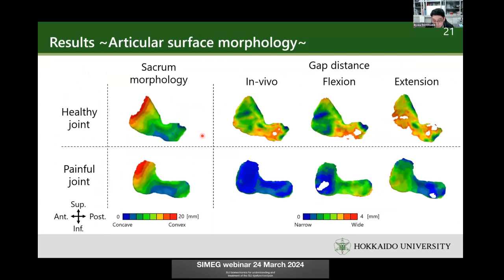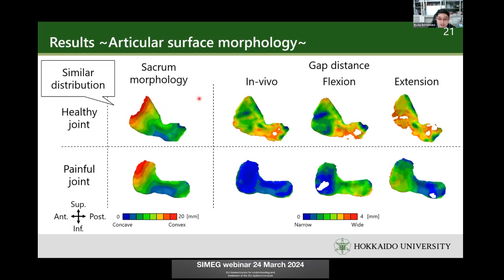So when I compare the motion resistance, what happens? This comes from the articular surface morphology. So I analyze the morphology. The left side shows the sacral morphology. On the top side is a healthy joint, and the bottom side is a painful joint. The red area shows the convex, and the blue one is the concave area. So we can see that this is a similar distribution.